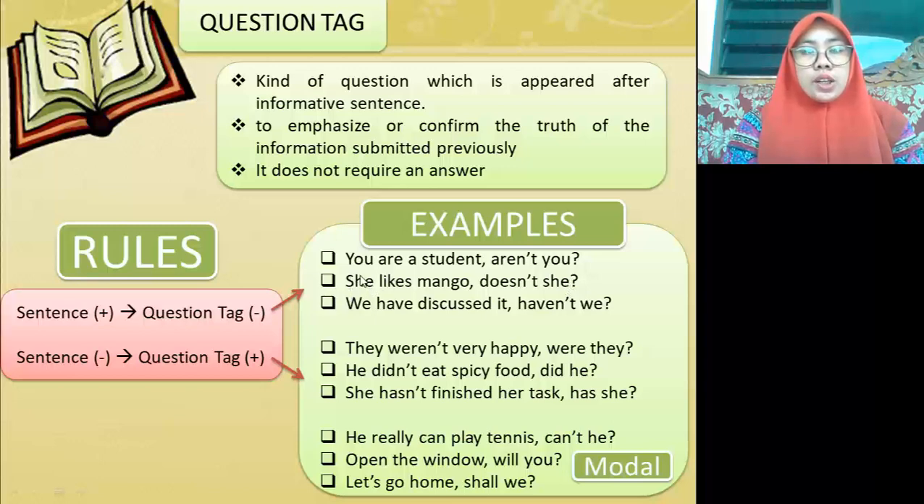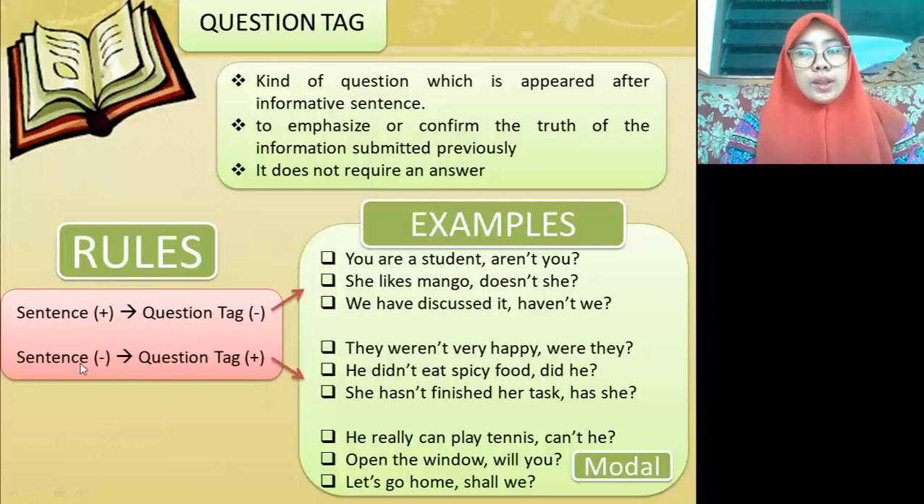It depends on your subject. If your subject is he, then he also goes in the tag. We have discussed it. Okay, we use the auxiliary in present perfect tense, have discussed. So your question tag must be negative because your sentence is positive. So haven't we? Haven't we? Those are the examples for the first rule.